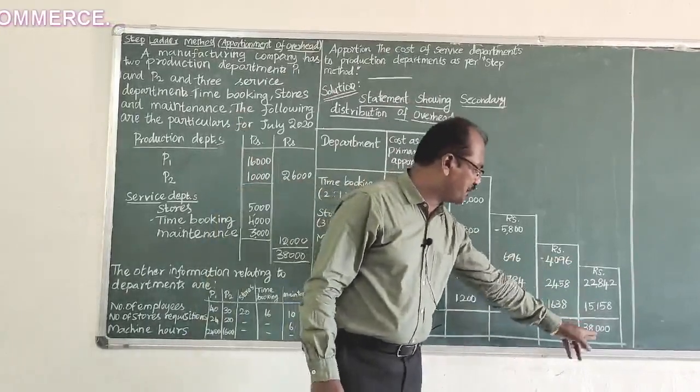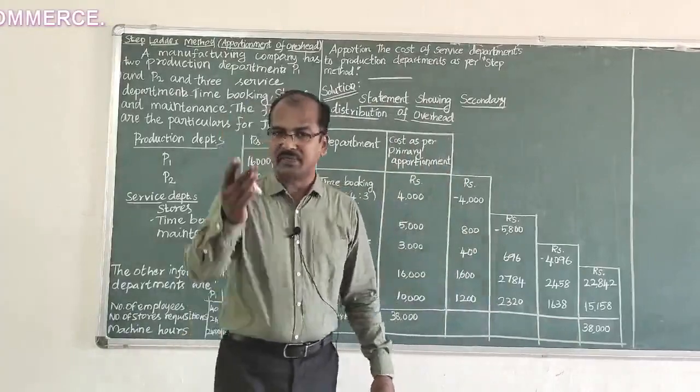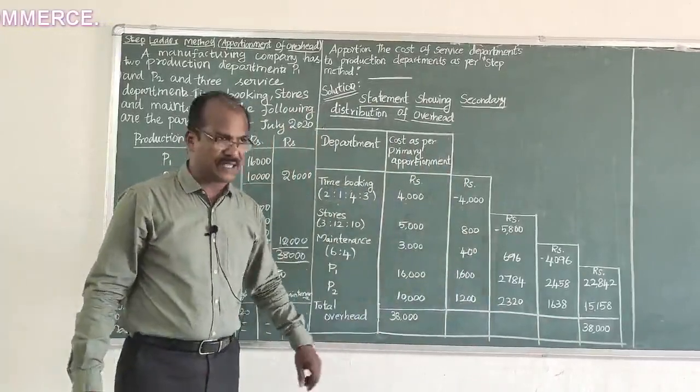Now, if you total these two figures, you get 38,000 rupees. That is the total you find here as given in the problem.